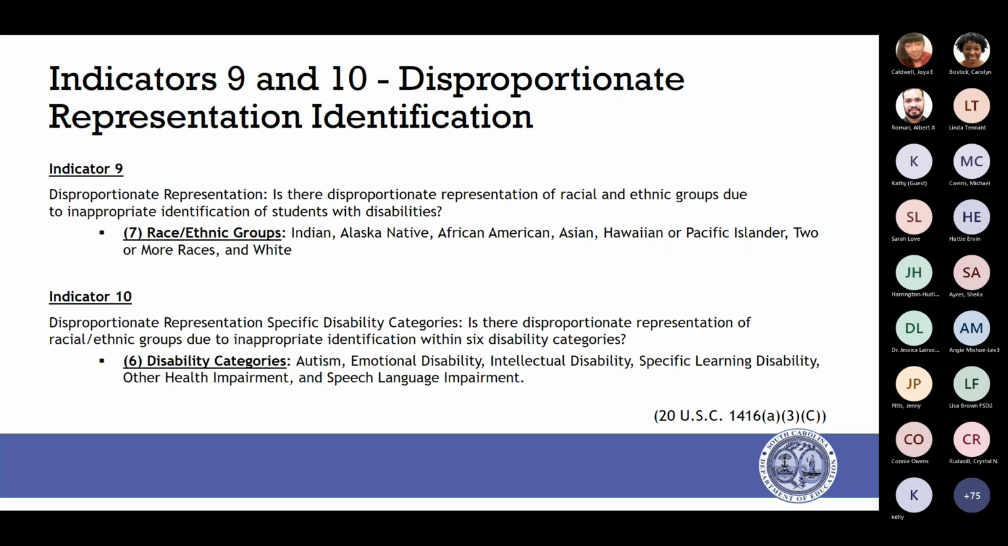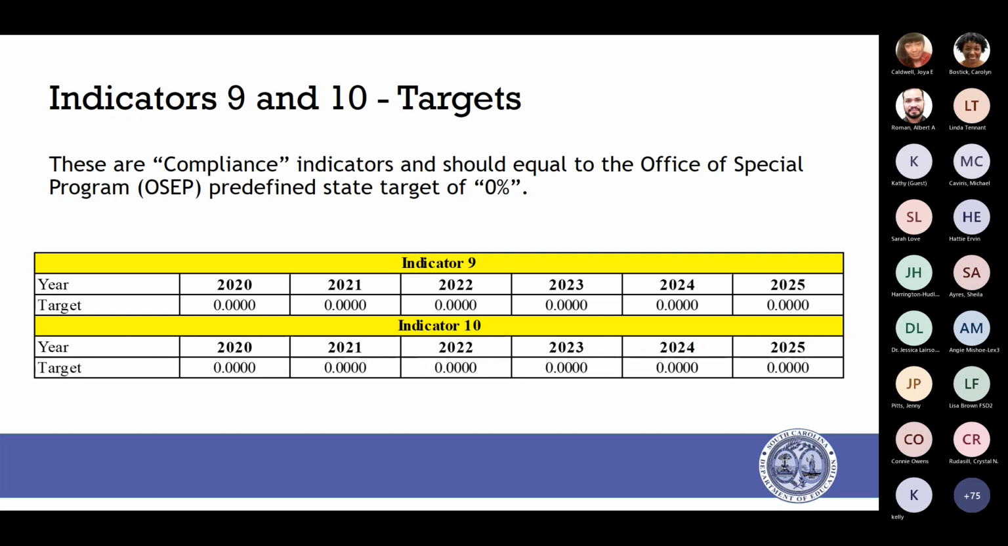Next slide. Again, as compliance indicators, 9 and 10 are required to meet a state target, and they remain at 0% per the 5-year plan illustrated. Next slide.